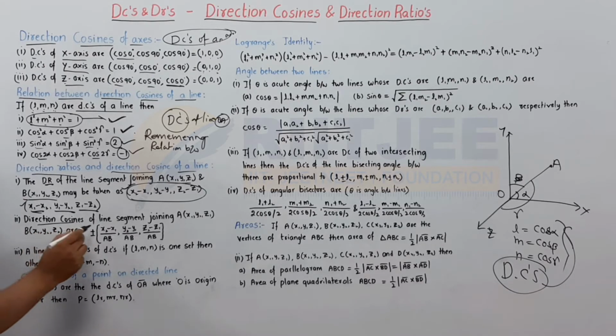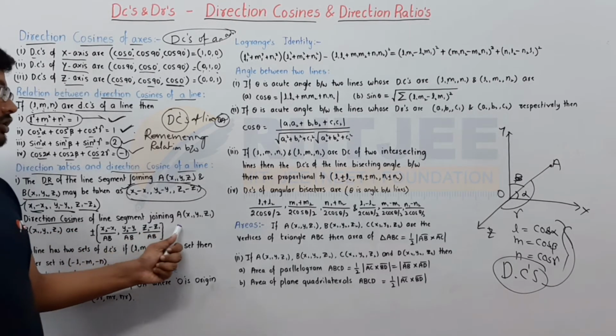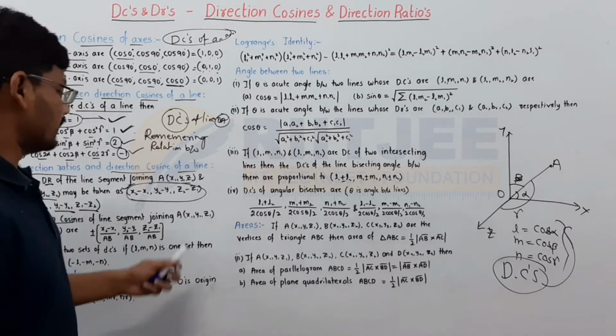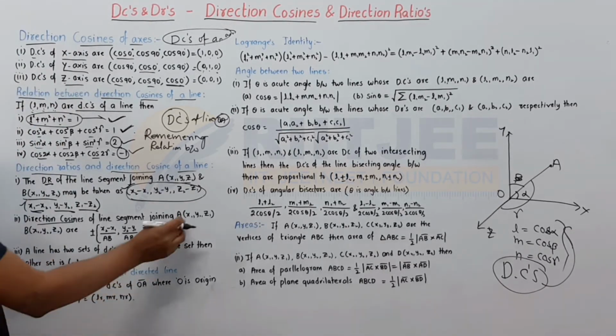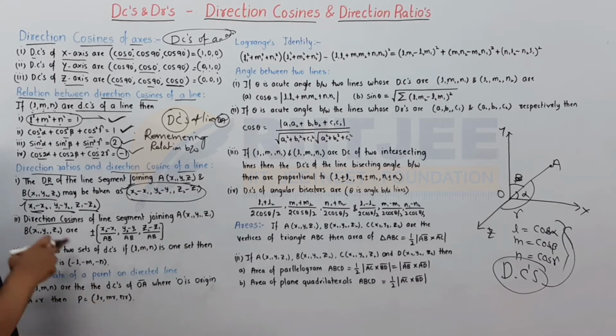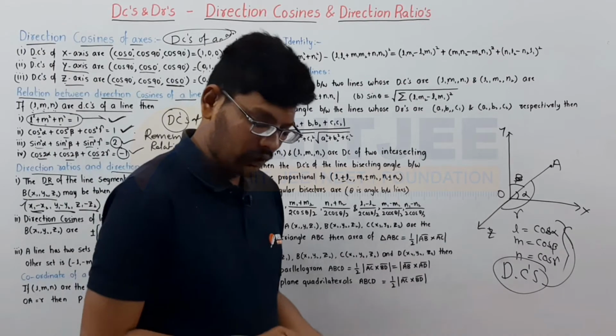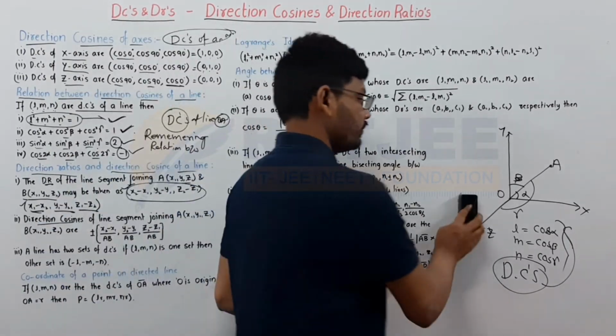The direction cosines of a line segment joining A and B, when A is x1 y1 z1 and B is x2 y2 z2, are as follows. For example, here which one is A and which one is B?